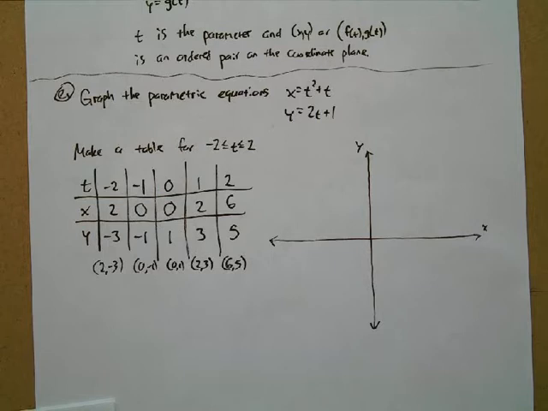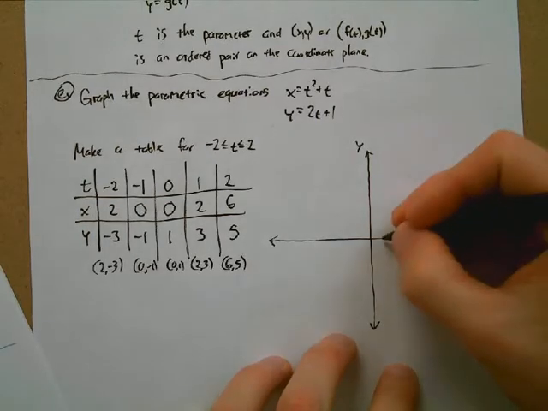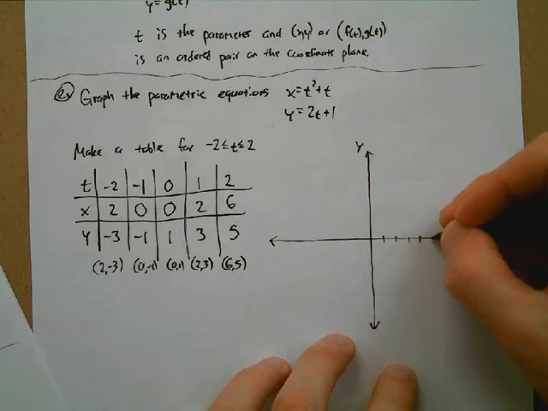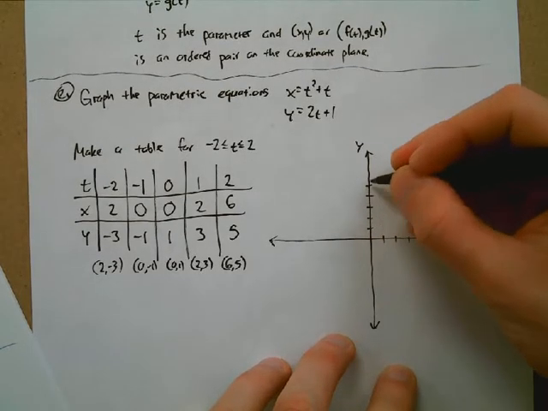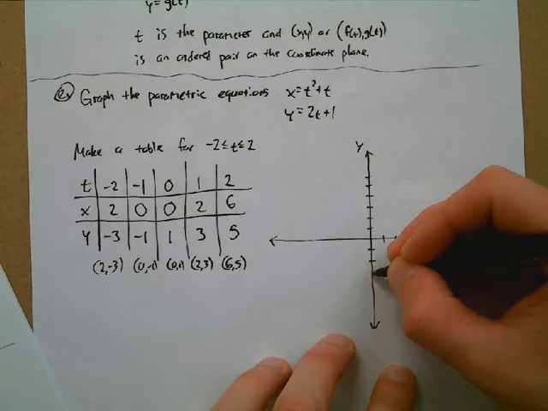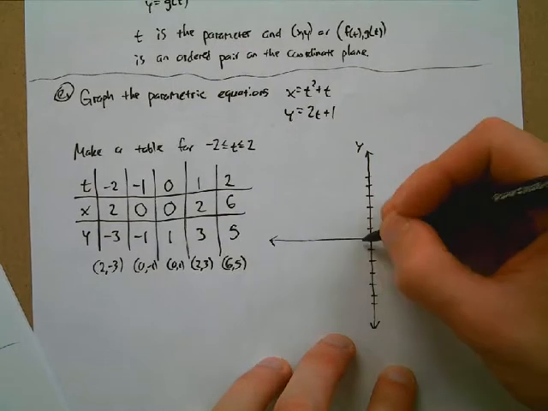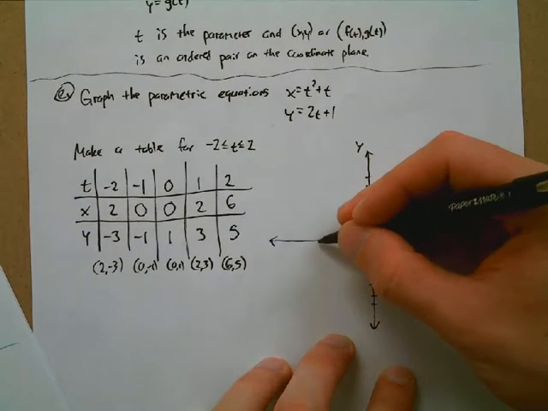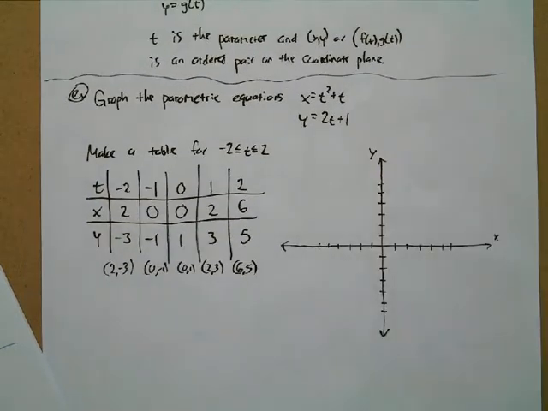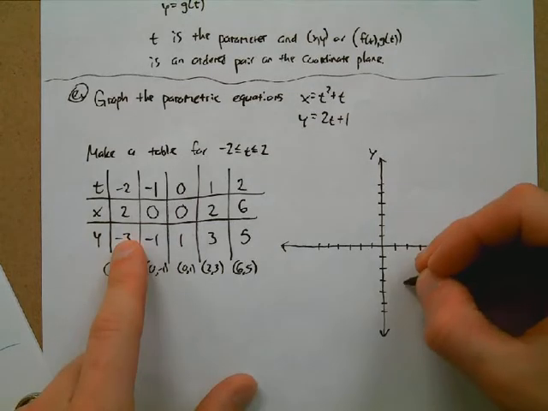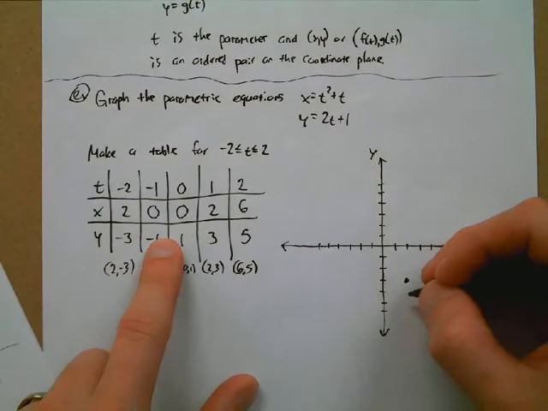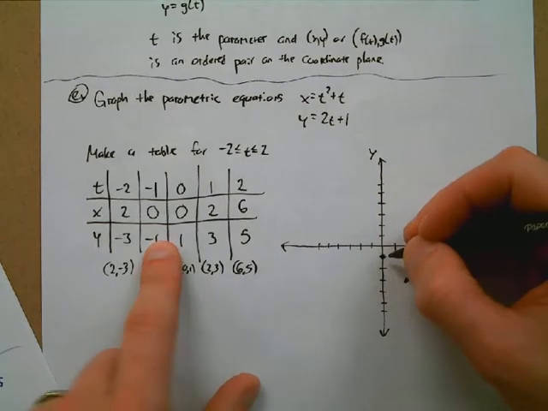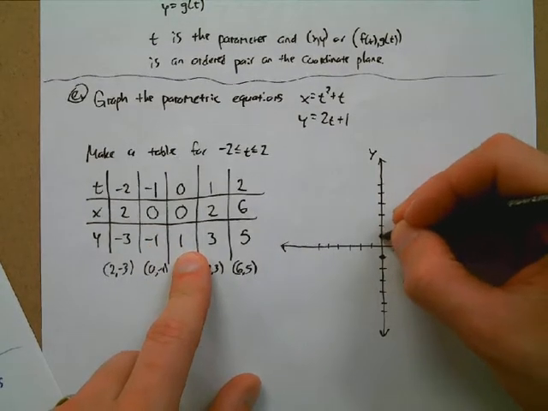let me get some coordinates here. Okay, so let's plot these points. So 2, -3. Okay, there's that point. And then 0, -1, and then 0, 1, and then 2, 3, and then 6, 1, 2, 3, 4, 5, 6, and 1, 2, 3, 4, 5. Something like that right there.